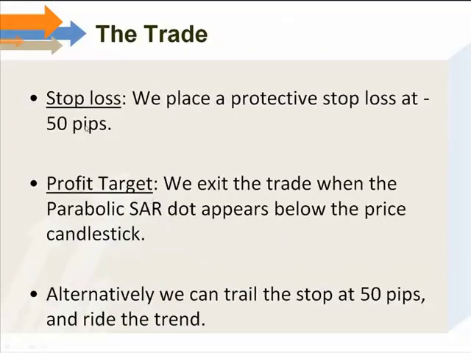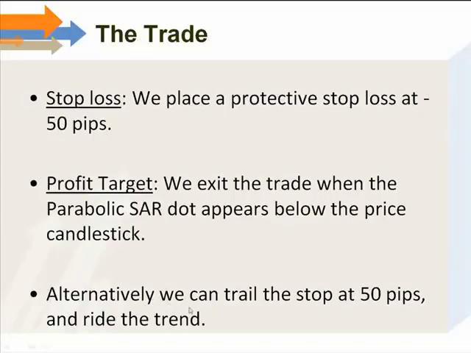Once we have those two conditions, we enter the trade. We set a stop loss at 50 pips. And we exit the trade when the parabolic SAR dot appears below the price candlestick. We'll give you some examples of this, so if it doesn't make sense just yet, it will in a minute.